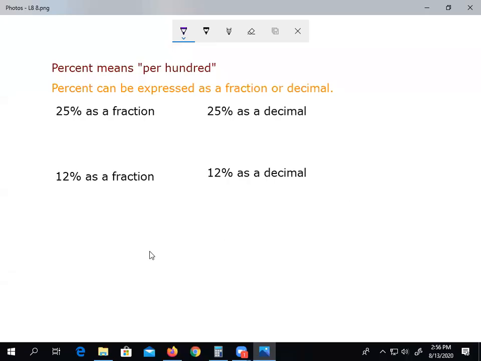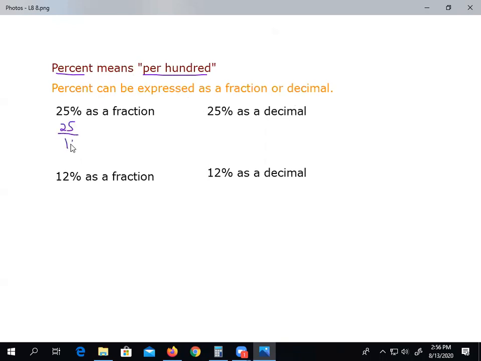So proportion math leads us into what we call percent math. Percent is going to be a special ratio. It's going to be per 100. So a percent can be expressed as a fraction or actually a decimal for that matter. So by definition, 25% means 25 per 100.